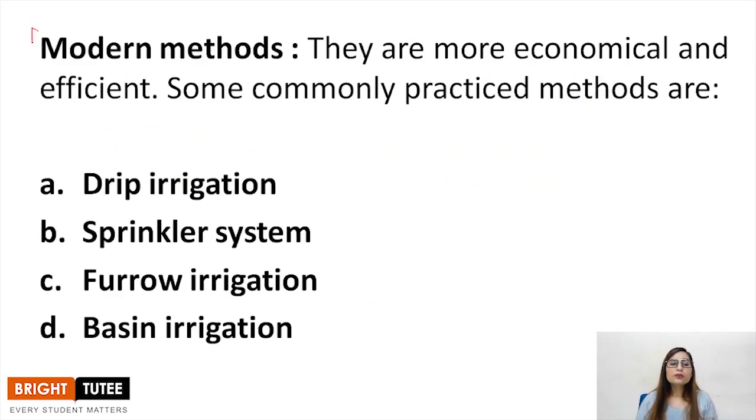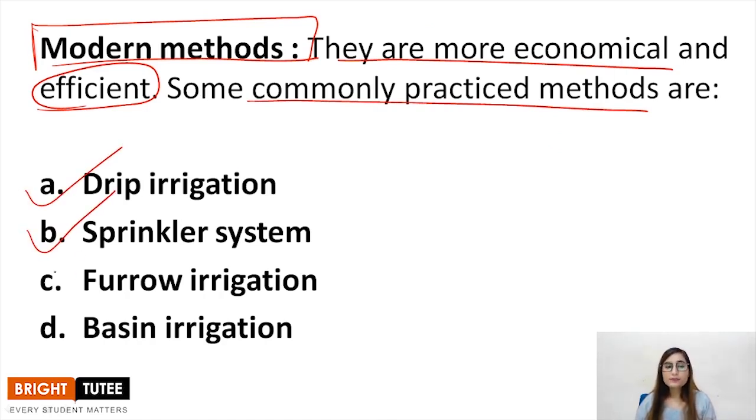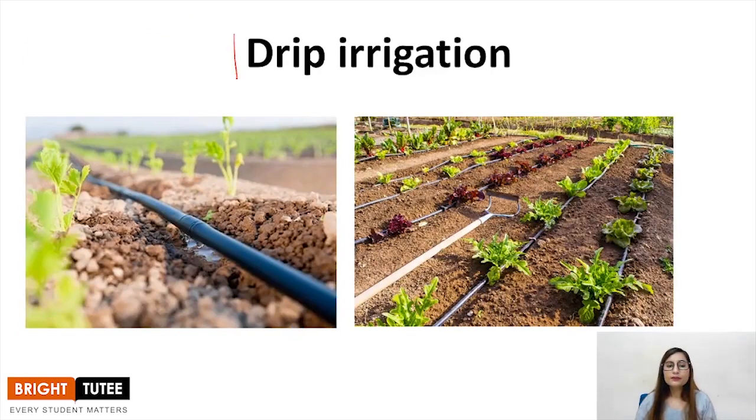Now coming to the modern systems. These were traditional systems, now come modern systems. They are much more economical and efficient. Some commonly practiced methods are drip irrigation, sprinkler system, furrow irrigation, basin irrigation. These are the 4 new modern systems. Let us study them one by one. The first one is drip irrigation.